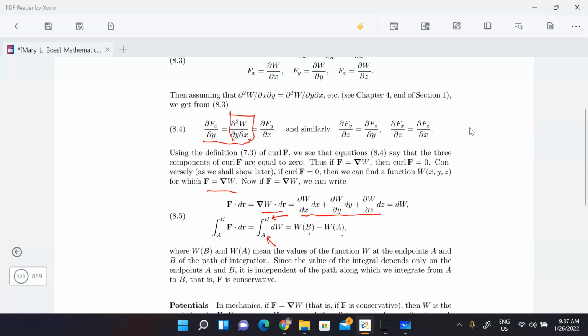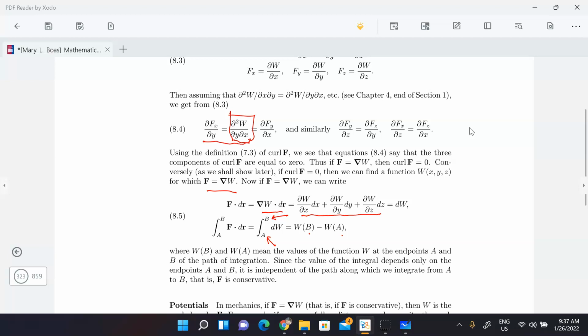It tells us, okay, if you swap your y and x around, then it gives you the same quantity. So in this case, one of the things that you need to check is the y derivative of the x component of f must be equal to the x derivative of the y component of f.